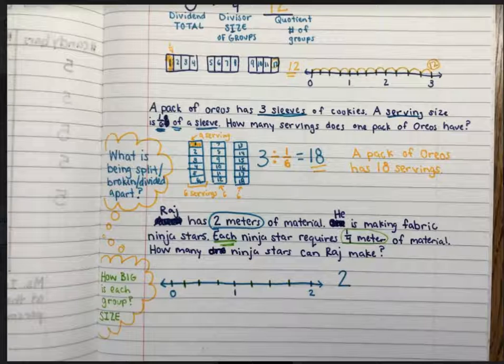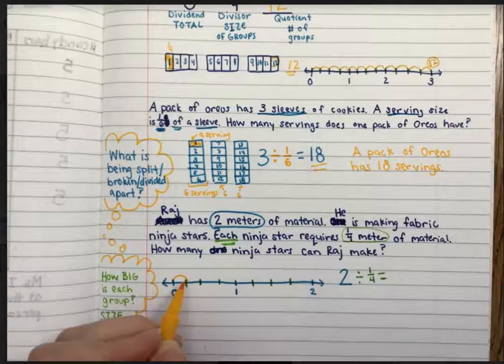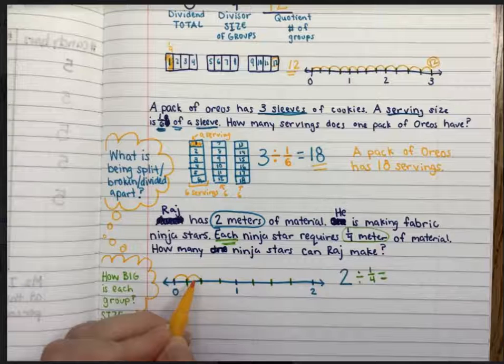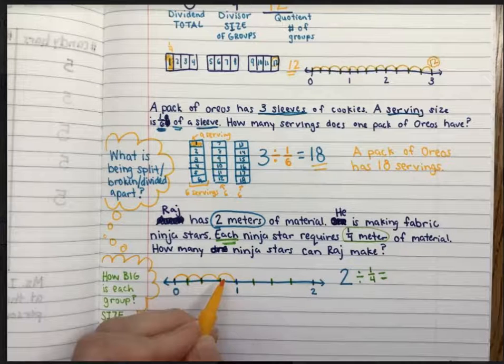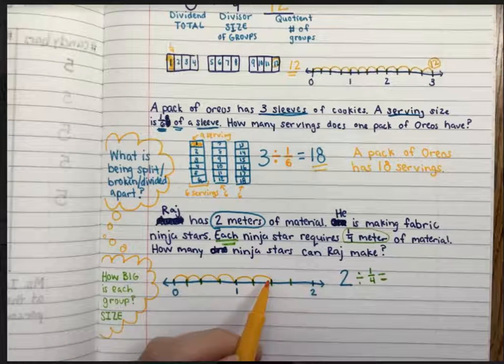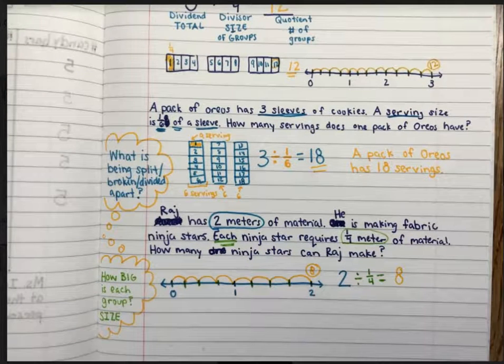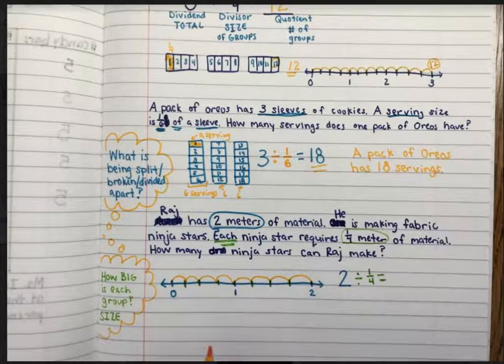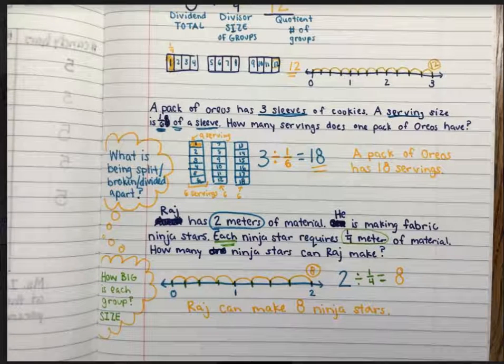Now, each ninja star requires 1/4 of a meter. So there's one ninja star. There's a second ninja star that's 1/4 big, and a third and a fourth ninja star, because each one is a fourth, a fifth, a sixth, a seventh, and an eighth. So if I'm counting by 1/4 from 0 to 2, I can make 8 ninja stars. So that means that Raj can make 8 ninja stars.